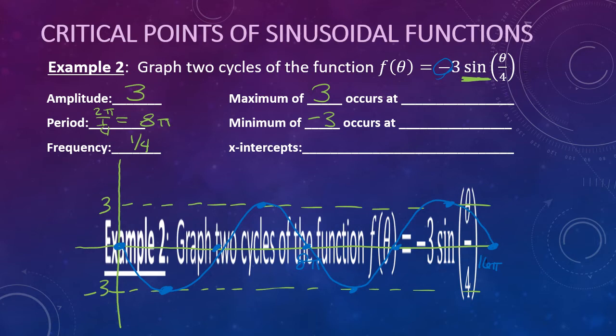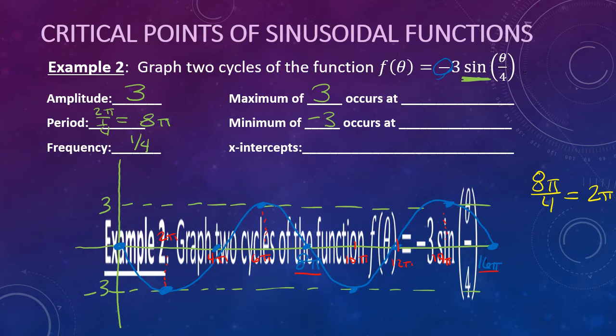All right, so now I've got to determine where my maximums, minimums, and intercepts actually occur. So if I take my period, which is 8 pi, and I divide that into 4 equal pieces, each piece is 2 pi. So when I look, here I'm at 2 pi, 4 pi. When I'm at my maximum, I'm at 6 pi, 8 pi, 10 pi, 12 pi, back at my maximum at 14 pi, and then I'm back at 16 pi.